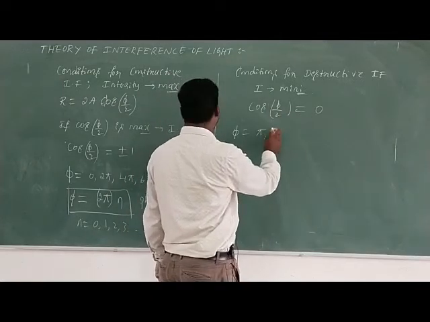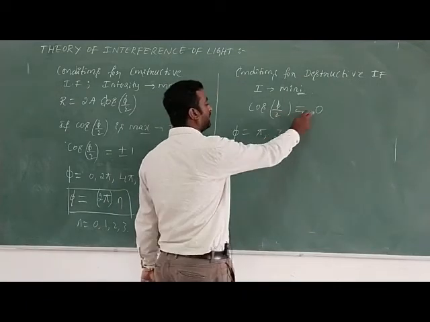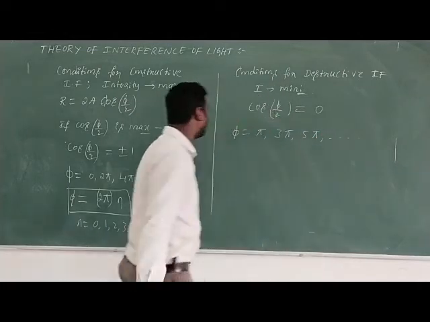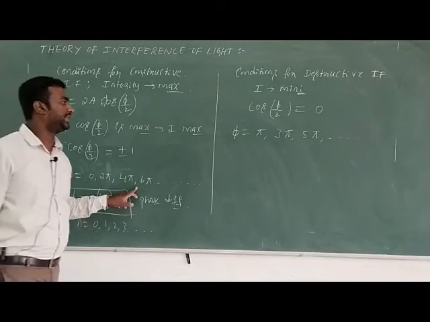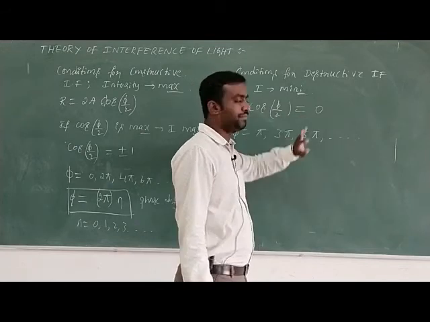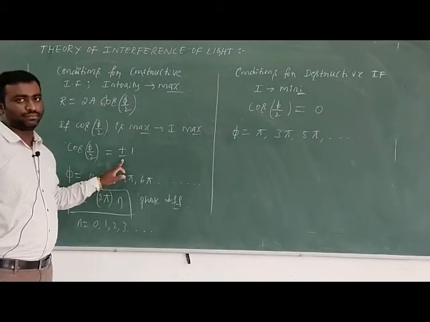Next, if you come for 3 pi, cos 3 pi by 2, that value equals 0. Like that, if we substitute 5 pi and so on. That means here we have even integers, and here we have the odd integers. For odd integers the cos pi by 2 value becomes 0. For even integers the cos pi by 2 value becomes maximum.